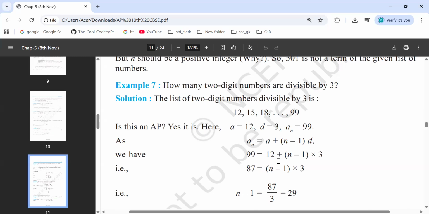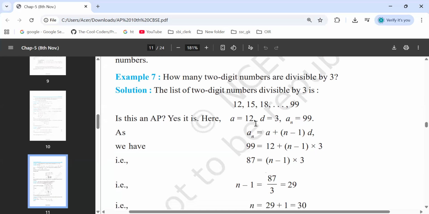Now the next question is, how many two-digit numbers are divisible by 3? So first of all, the two-digit numbers which are divisible by 3 start from 12 and end at 99. The first number divisible by 3 is 12. The second number is 15, the third number is 18, and the series goes on with 99 being the last two-digit number which is divisible by 3.